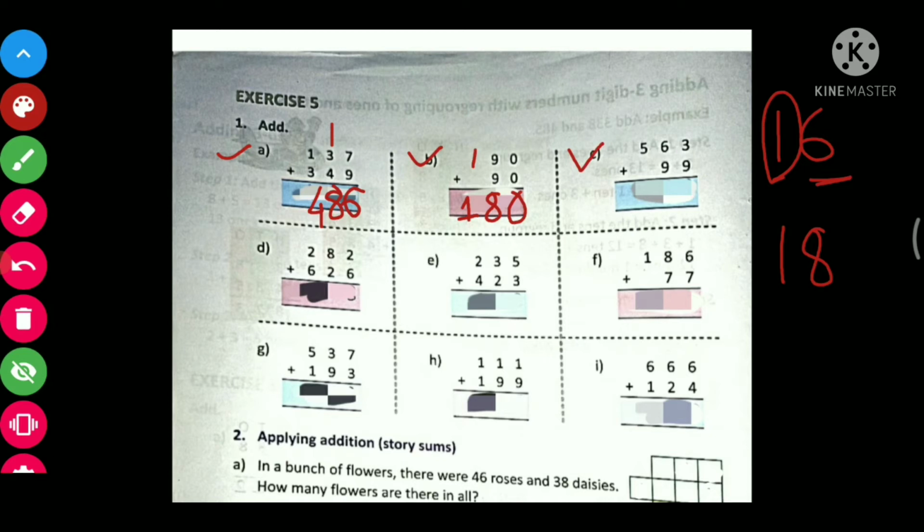Okay, now see C part. So see, the ones place value 3 and 9 is there. So 3 plus 9, it will be how much? 12, right? So we'll write this 2 here and we'll give 1 to the tens place. Now see, 1 plus 6, it will be 7, right? 7 plus 9, can you tell me what will be the answer?